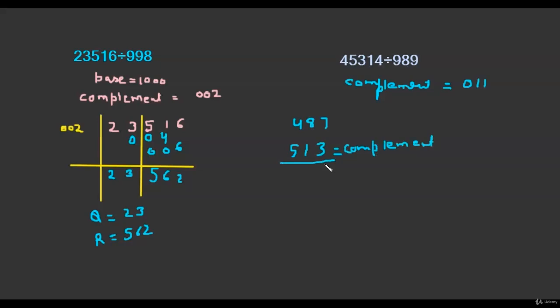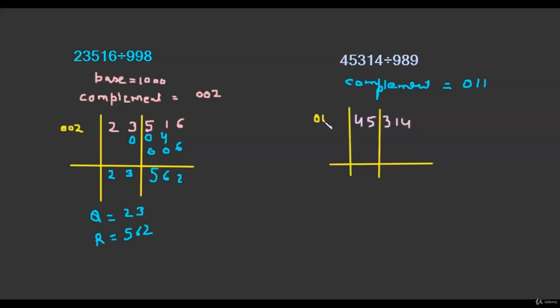If you add these numbers, you will get 1000 because the base is 1000. 7 plus 3 is 10. 1 carry, again 10, 1 carry, and this is 1000. So the sum of the complement and the number itself is always the base number. Because the divisor is a 3-digit number, we separate the 3-digit numbers and complement over here. First of all, we copy the first digit as it is. Now we multiply 4 with the complement number. This gives us 044, and we write below the next dividend numbers.